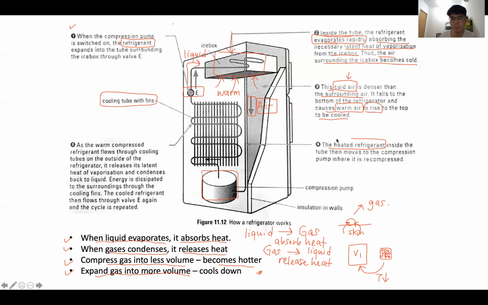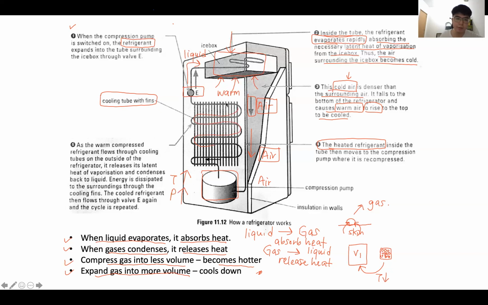Number 4, the heated refrigerant. This is the one that I'm talking about, the heated gas that passes down from the top inside the tube and moves to the compression pump down here. What happened here? They compress the hot gas, and when they compress, temperature increases and pressure increases. After the compression, they are channeled through the cooling coil.